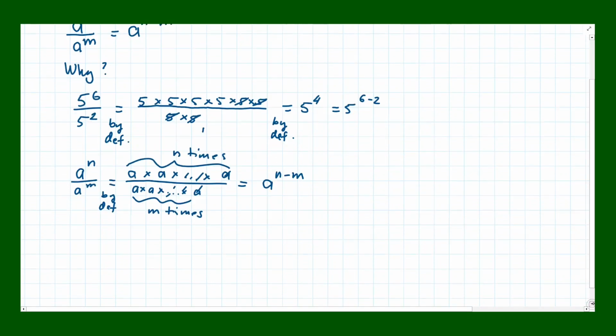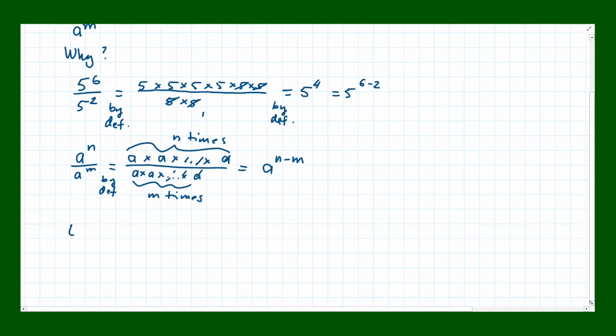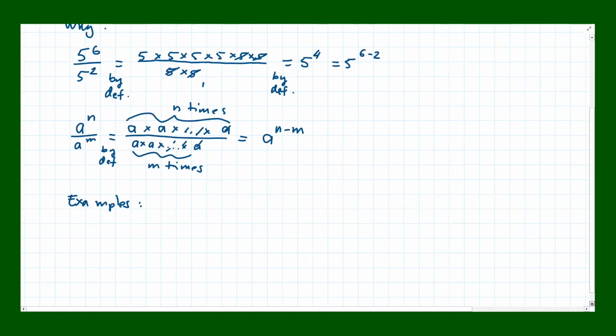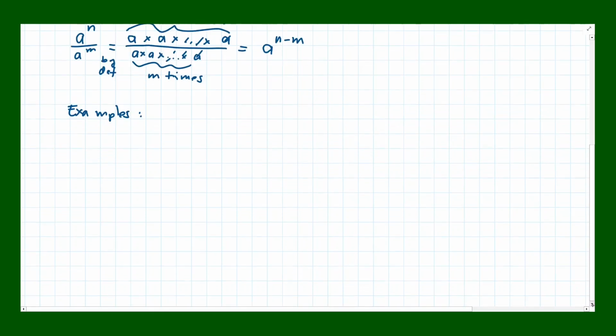So let's look at some examples. Let's make a bit more space, and I'm going to leave that at the top so we can always look at it in case we have forgotten this rule. So the first example, 2 to the 7 over 2 to the 3. So what's going on here? We have 2 to the 7 minus 3. That's just going to give us 2 to the 4.